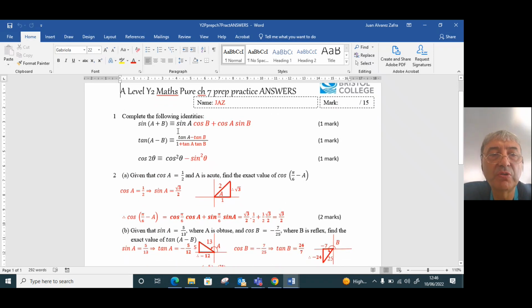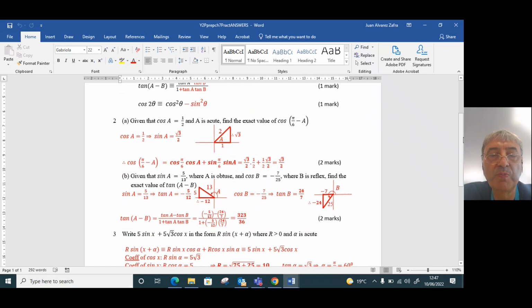So question 1, you need to know all the identities that are in the textbook, reviews, notes, etc. The first one here is sin(A + B), which is sin A cos B plus cos A sin B. You don't need to know the proof of this, but it's nice if you do. Tan(A - B) is what you might expect if you got it wrong, which is tan A minus tan B, but you have to divide by 1 plus tan A tan B. And for cos 2θ, there are 3 forms you need to know. The easiest, from cos(A + B), is cos²θ minus sin²θ.